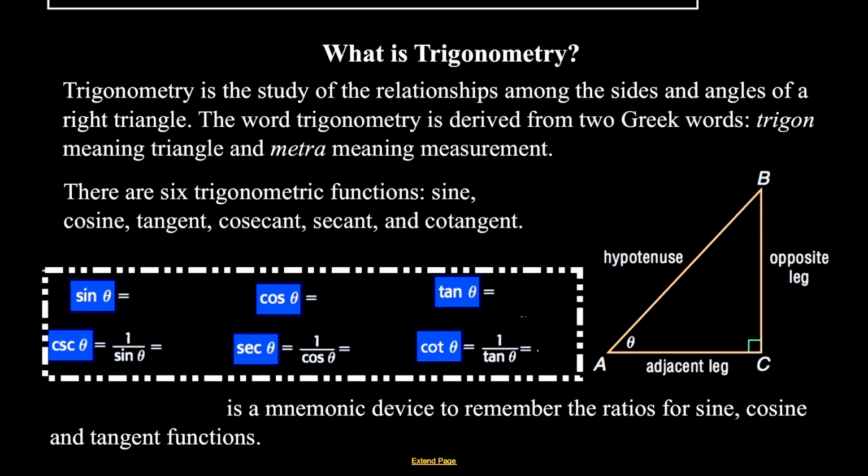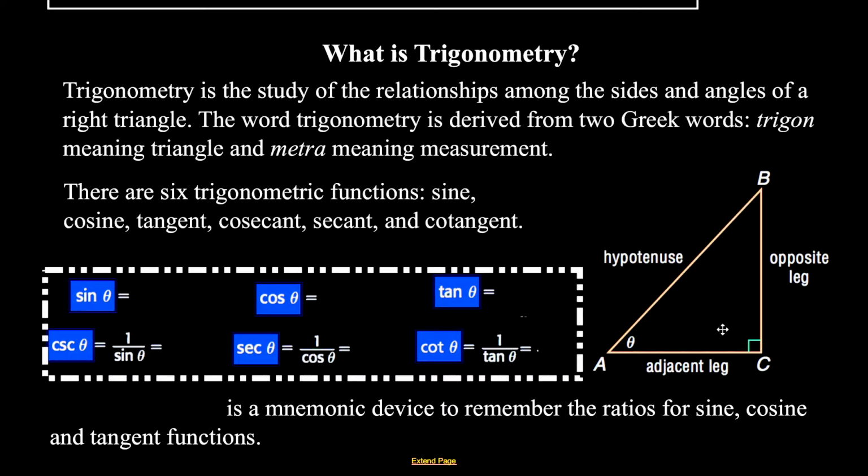So first of all, let's start off with talking about what is trigonometry. Basically, it's just the study of the relationships amongst the sides and the angles in right triangles. The word comes from two Greek words, trigon, which means triangle, and metra, which means measurement. So we're talking about the measurements of triangles. There's 6 basic trig functions that we're going to be talking about. We will be focusing mostly on the first 3, sine, cosine, and tangent. And then the secant, cosecant, and cotangent are the reciprocal functions of the sine, cosine, and tangent functions.